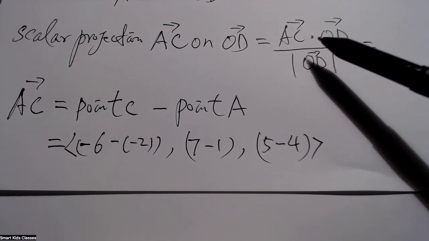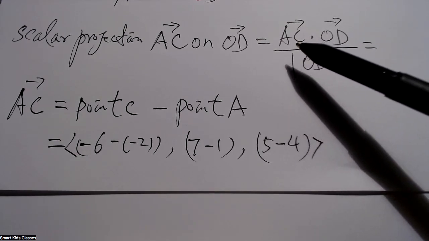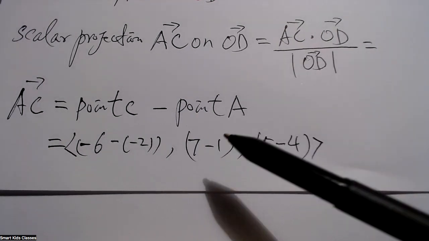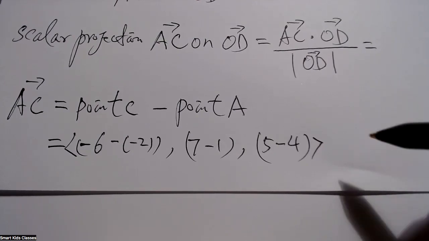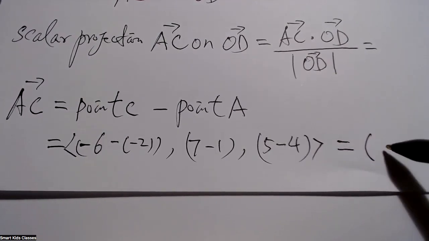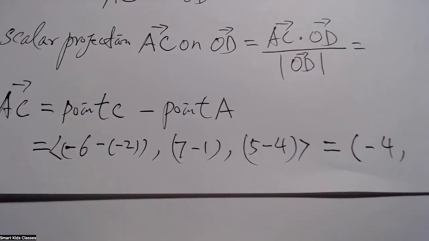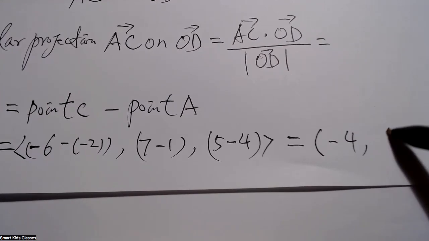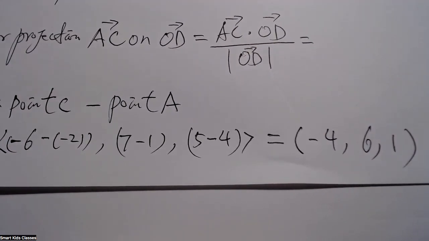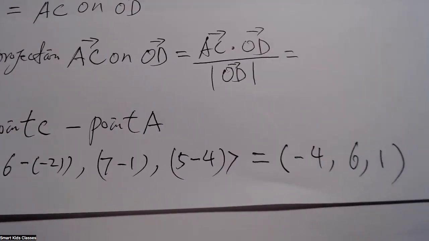So to do the dot product for AC, we have to find the vector AC. So we're going to use point C minus point A. So we're going to get the point here. So it will be -4, the first one. The second one is 6, and a 1. So we're going to apply here the calculation for the scalar projection.